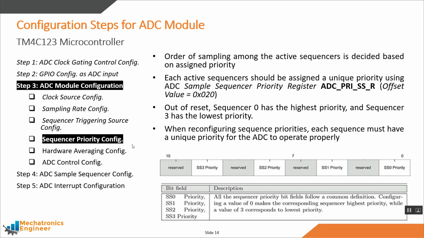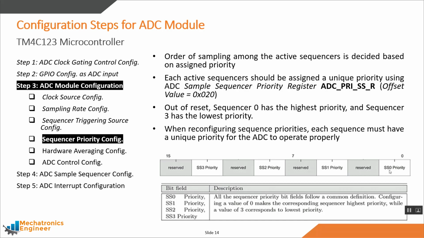Sequencer priority configuration. When multiple sequencers are triggered simultaneously, the order of sampling among the sequencers is decided based on the assigned priority. We can assign the priority to each sequencer by using the ADC sample sequencer priority register that has an offset value of hex 020. Out of reset, sequencer 0 has the highest priority and sequencer 3 has the lowest priority. When reconfiguring sequence priority, each sequence must have a unique priority for the ADC to operate properly.